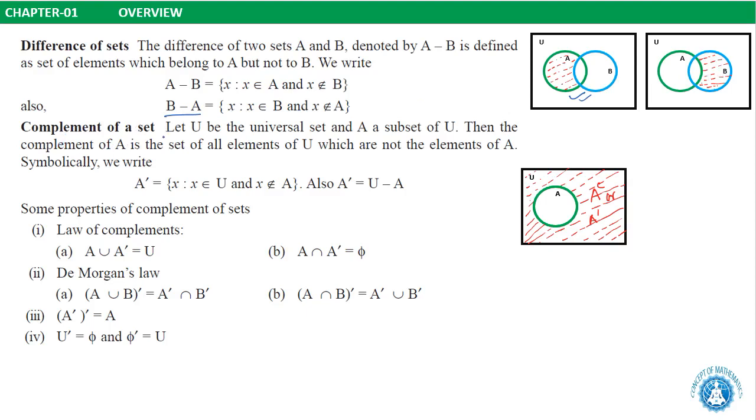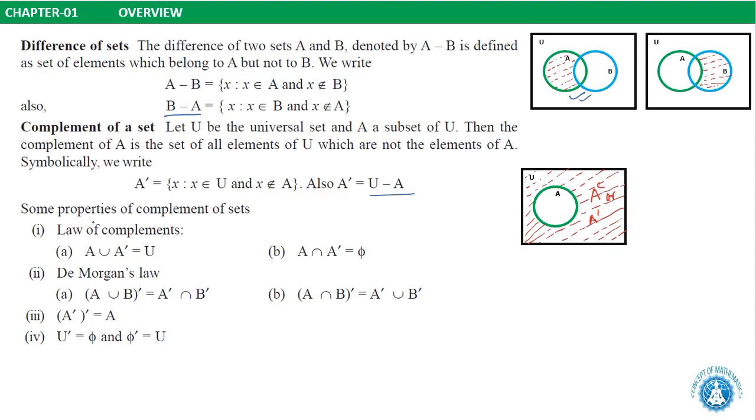Complement of a set. Let U be the universal set. We can skip this one because I have already covered the complement of a set, but we will cover these notations. The complement of set A equals the set of all x such that x belongs to U, the universal set, and x does not belong to A. Also, the complement of set A equals U minus A.